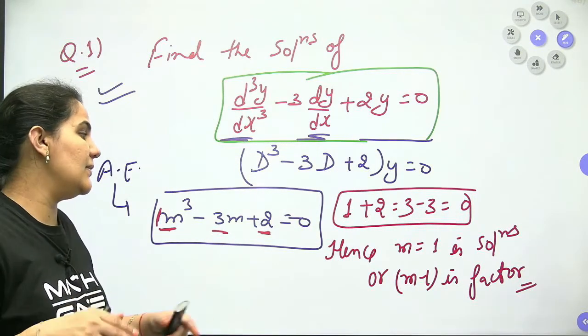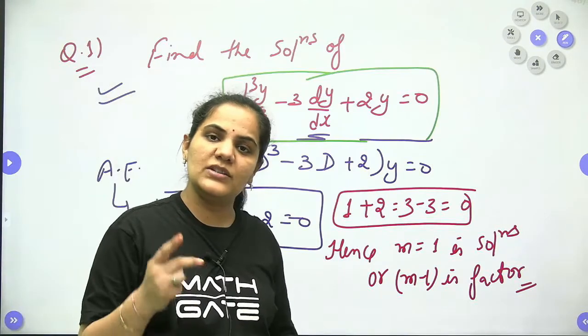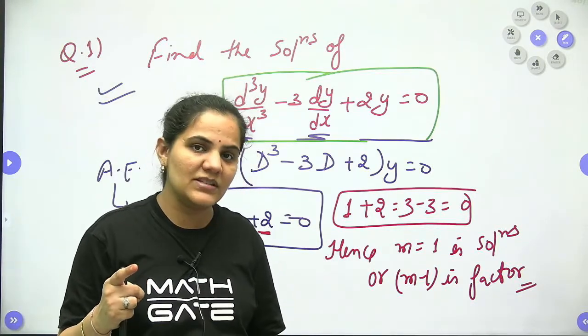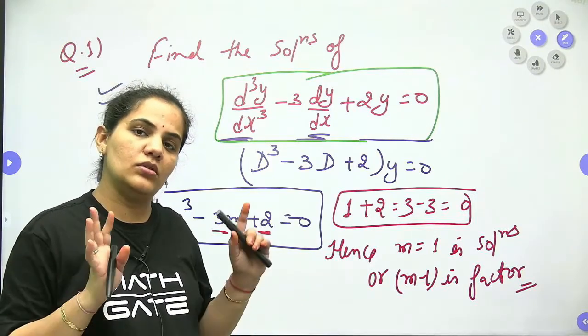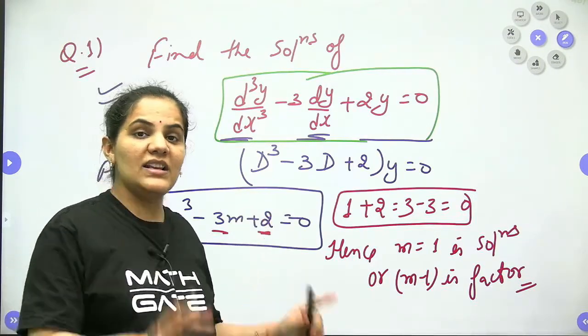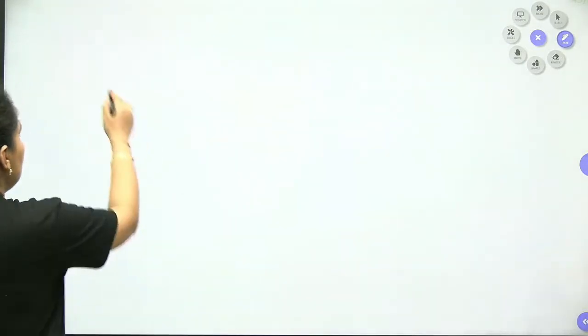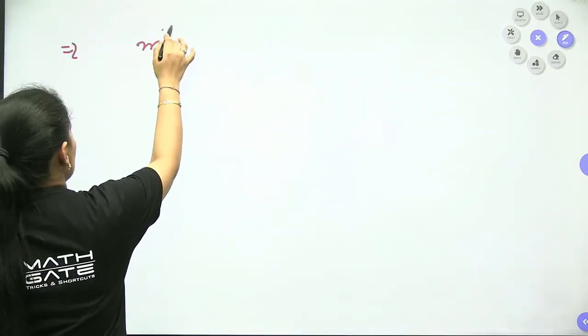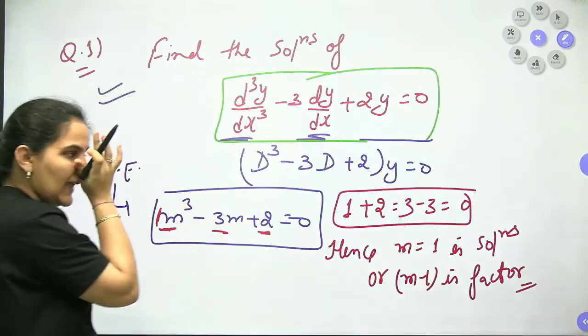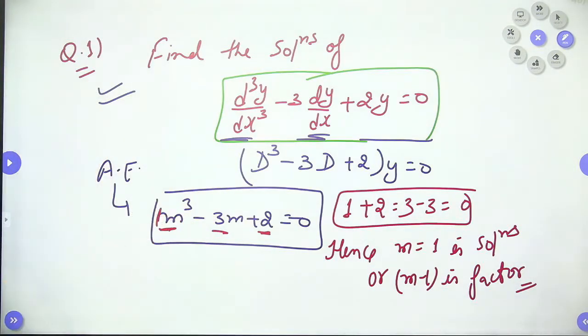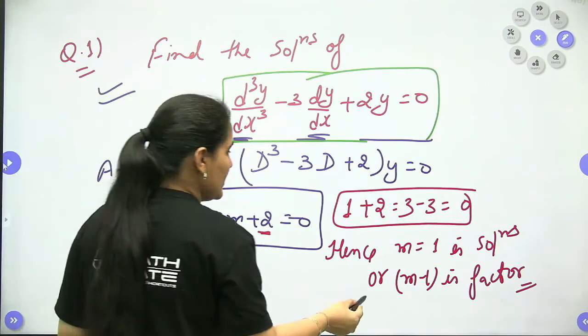For finding the remaining two solutions, we have two methods. The first is called the synthetic division method, and the second one is a simple method which you used to deal with in class 11th. I will show you both methods. So let's discuss this one. m cube minus 3m plus 2 is equal to 0. As we now know, m minus 1 is a factor.